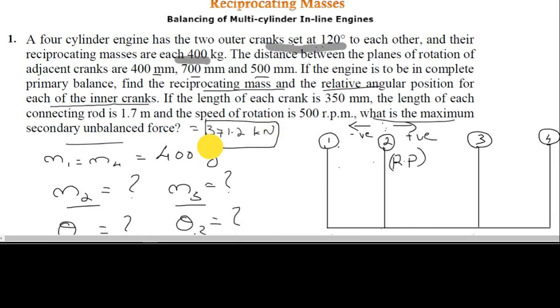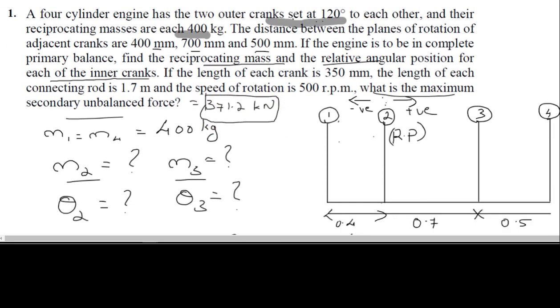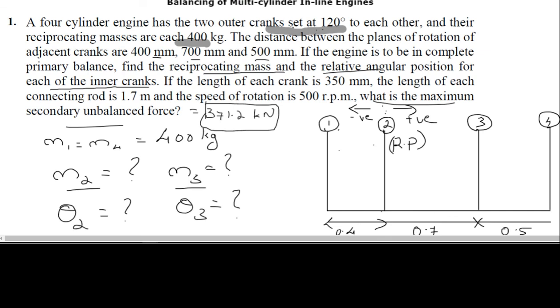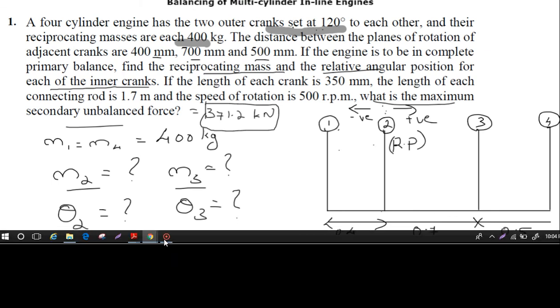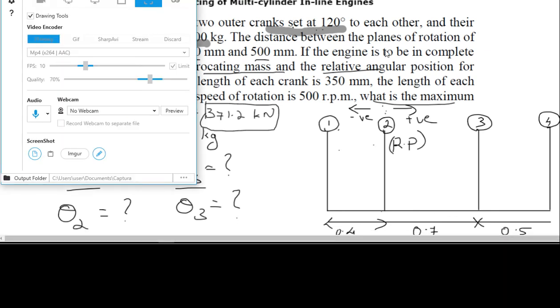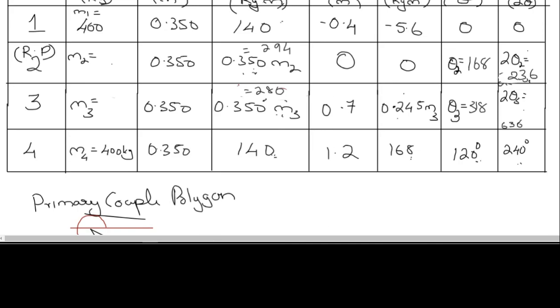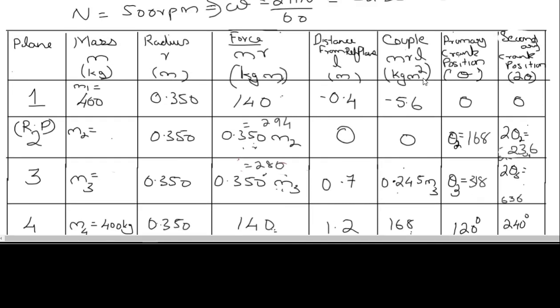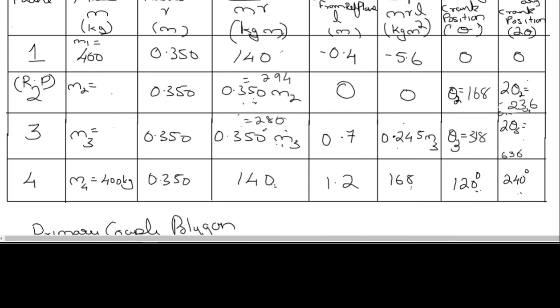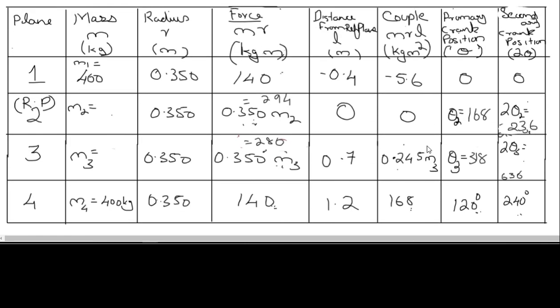So this is how you solve it. It's a lengthy process and you should do it with accuracy. Just to brief the process: first consider this table, take the couple polygon of primary forces, that is, the angular position is taken as theta. Find m3 and theta 3, then substitute it in the force polygon and you will get m3, then draw the primary force polygon, find m2 and theta 2. Then you have found out all the m2, m3 and theta 3.